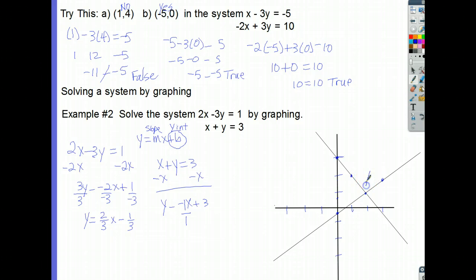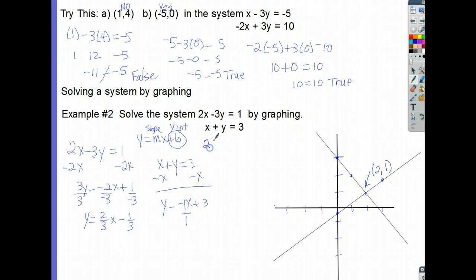I think this point right here looks like it's 2, 1. Let's take those back and plug those in. What is 2 times 1 minus 3 times, let's see, I'm getting this wrong. Okay, it's 2 times 2 here. Let's try again.